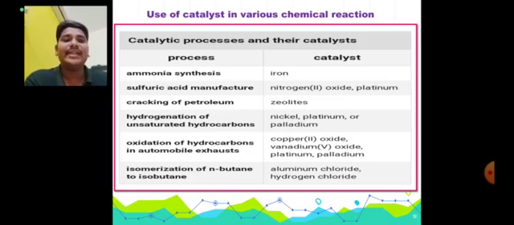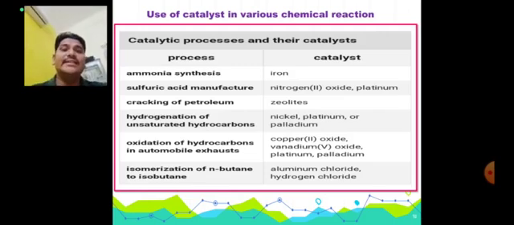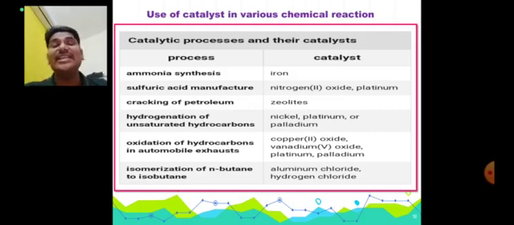Isomerization of n-butane to isobutane, that means isobutane is formed by using n-butane. This isomerization is carried out in the presence of aluminum chloride or hydrogen chloride. These are certain lists of catalysts. Also there are various processes like HDPE, high density polymerization of ethene, done by using the Ziegler-Natta catalyst.